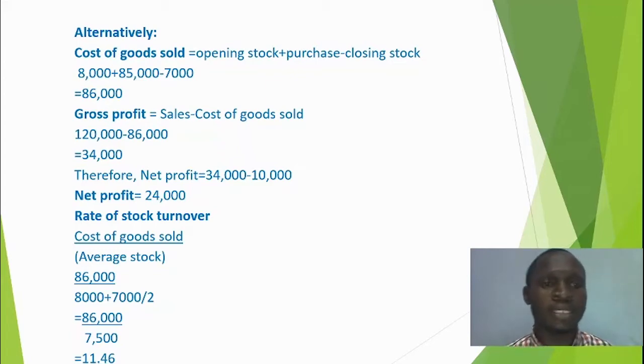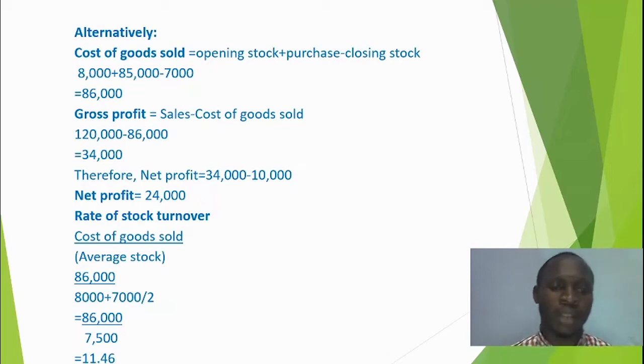As simple as it is, we have here cost of goods sold, which is the opening stock plus purchases minus closing stock, which is 8,000 plus 85,000 minus 7,000. We will arrive at 86,000 as our cost of goods sold. Then we have our gross profit. Gross profit is sales minus cost of goods sold, which is 120,000 minus 86,000. Here we arrive at 34,000.